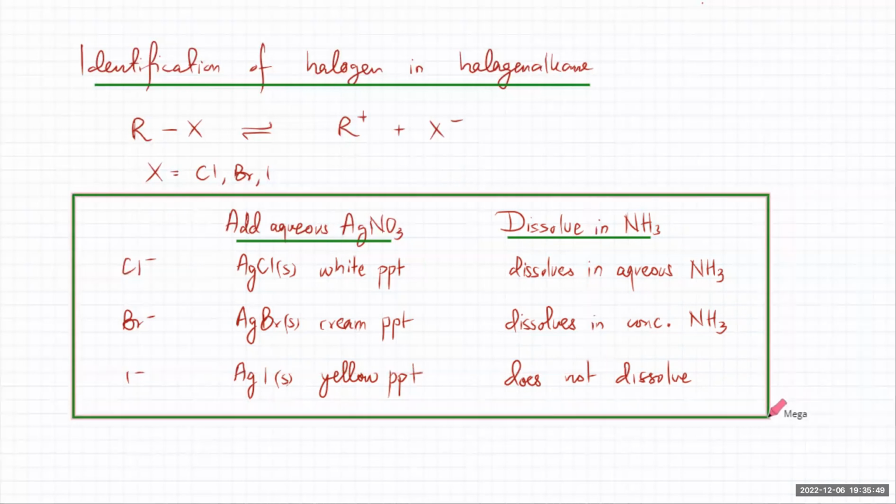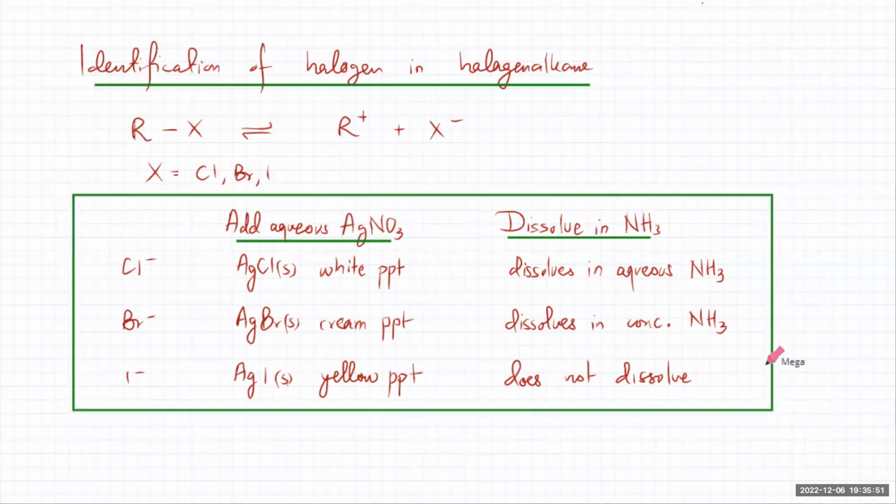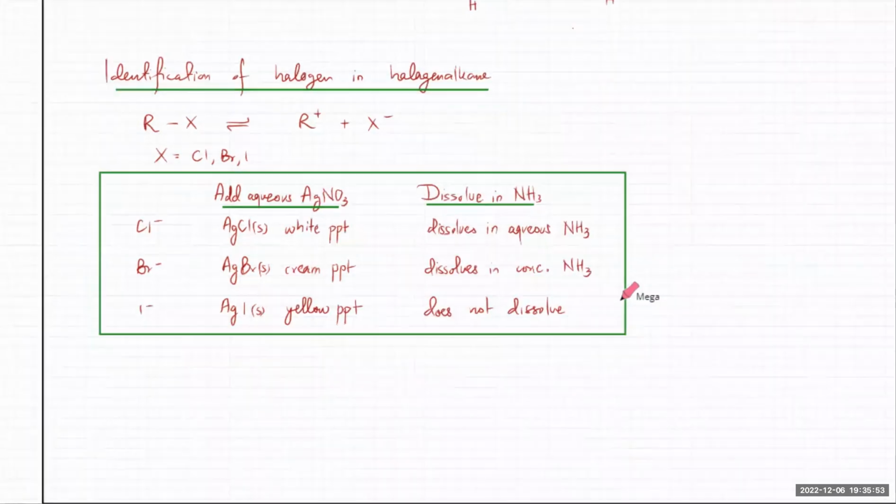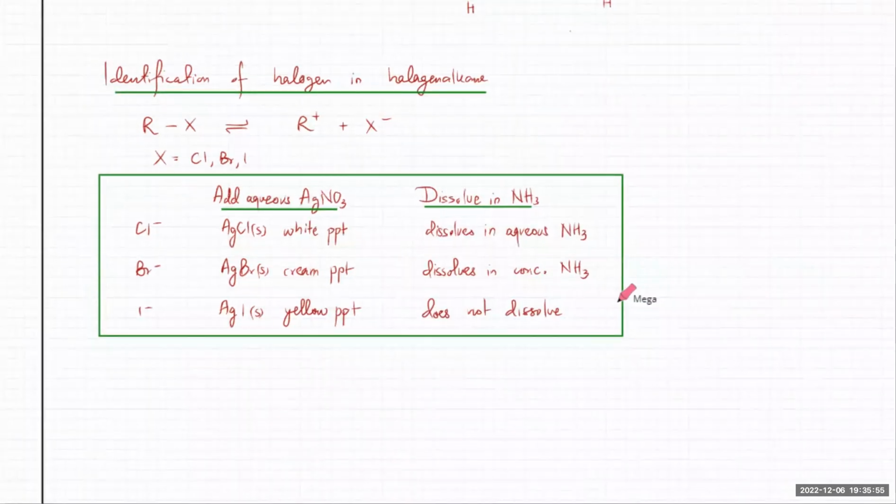ठीक है, तो ये आपका identification of halide, ठीक है, in the halogenoalkane. You can just use this, ठीक है. So is this clear? जी सर. Yes.